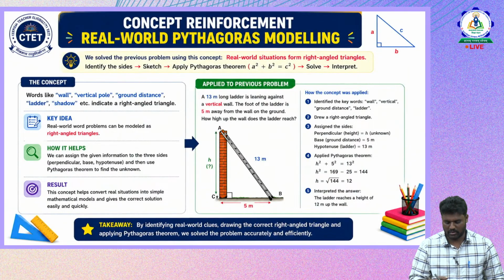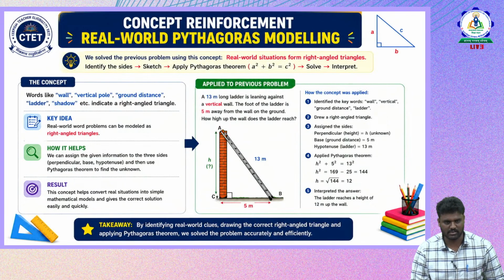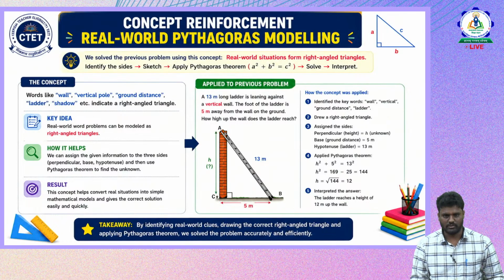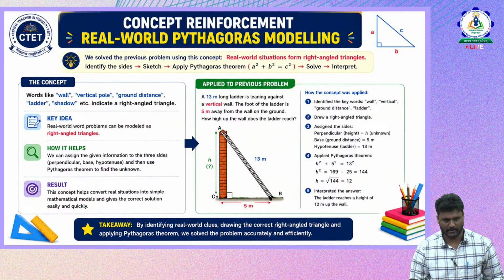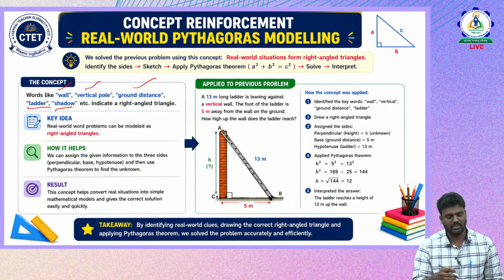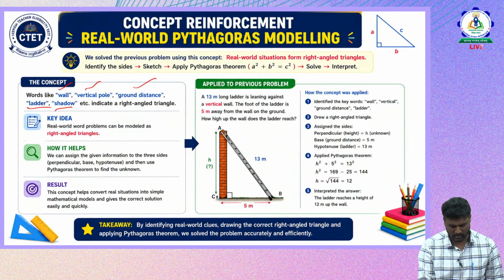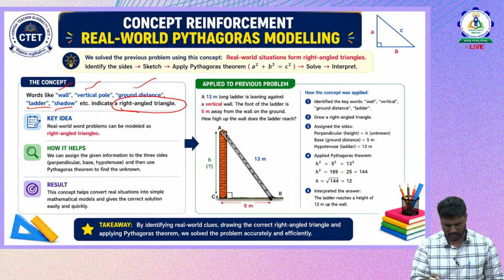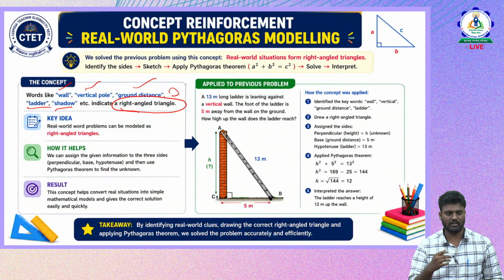So how can we remember whether we need to apply the Pythagoras theorem or not whenever we see word problems? In such cases, we just recall words like wall. Whenever they give you the wall or vertical pole or ground distance and ladder shadow, it must be this kind of word problem. Questions will always be related to a right angle triangle. So whenever you see a right angle triangle, you must apply the Pythagoras theorem. Remember that is one key point.